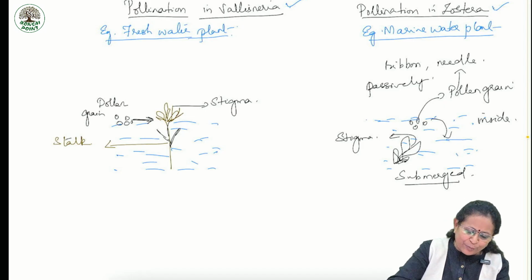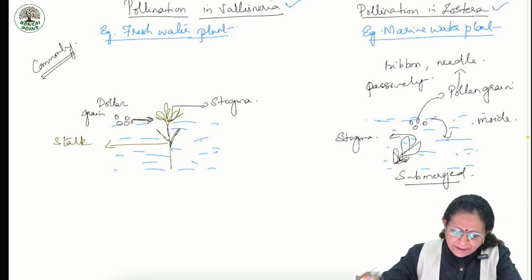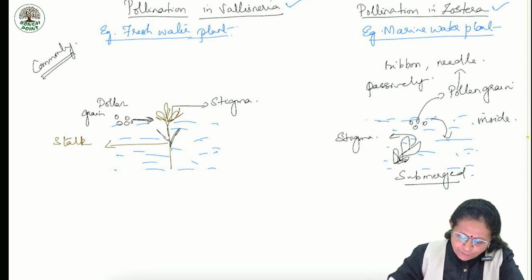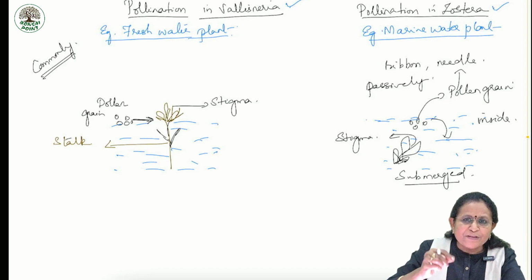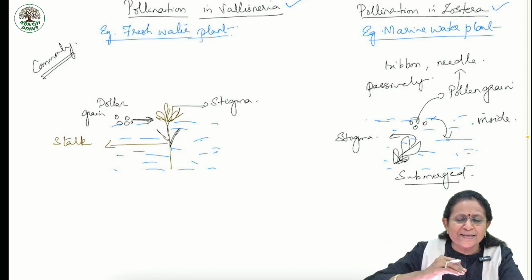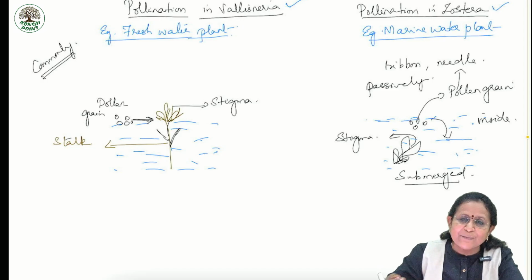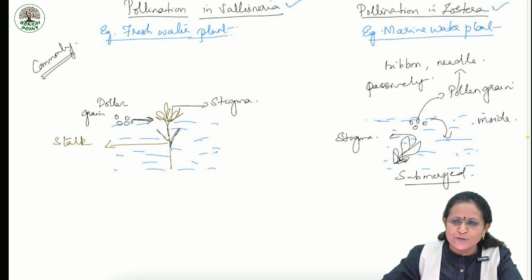This is a very common question to be asked. Okay, students, let me repeat. Pollination in Vallisneria, pollination in Zoostera. Vallisneria is an example for freshwater plant and Zoostera or the sea grass is an example for marine water plant. In case of Vallisneria, the flowers have a long stalk so that they come and float on the surface of the water. The pollen grains that are released on the surface of the water will passively move towards the female flower and by chance it may reach the stigma and bring about cross-pollination.